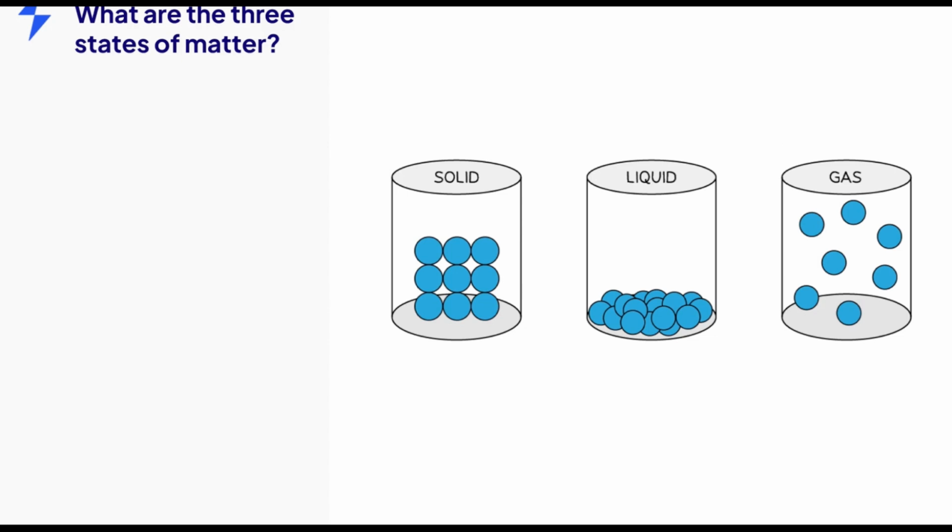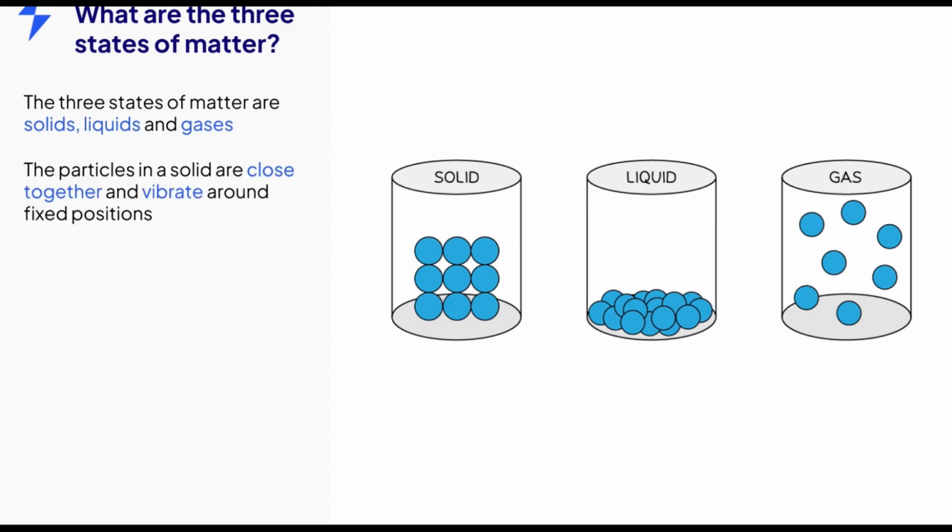Materials come in three different forms: solids, liquids and gases, also known as the three states of matter. You must be able to describe the particle arrangement for each state and link this to its properties. So let's start with solids. Solids have their particles close together in a regular arrangement. There are strong forces of attraction between the particles, so they don't move but vibrate around fixed positions.